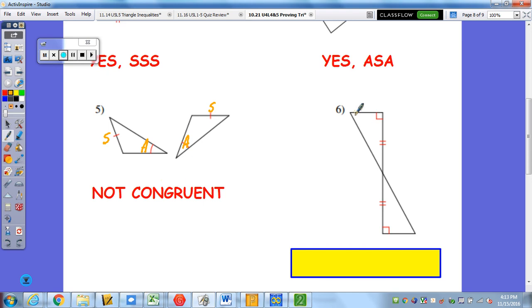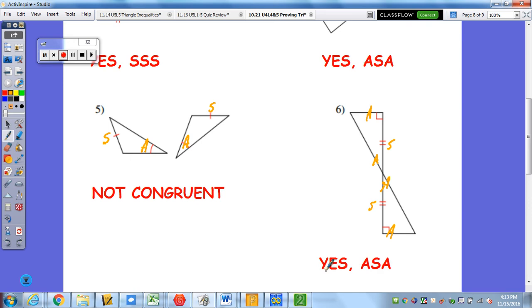Now we can look at this and say to ourselves, all right, this might be hypotenuse leg, because I have a right triangle here. But I don't know anything about my hypotenuses. It does not tell me that they're congruent to each other, so I cannot use hypotenuse leg. So what else can I use? Well, I know that this angle right here is congruent to this angle. This side is congruent to this side, and this angle is congruent to this angle. So therefore, these two triangles are congruent by angle, side, angle.